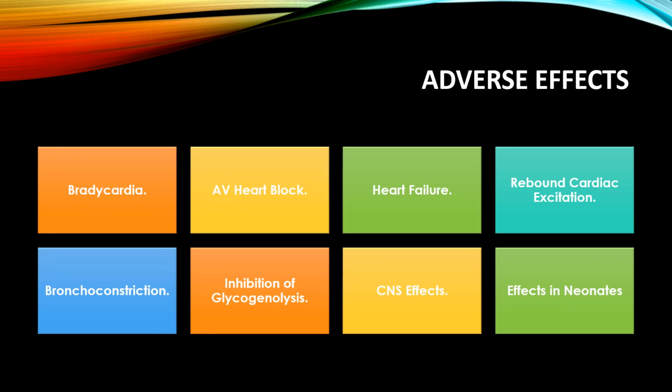So the adverse effects of propranolol are the following. The most serious adverse effects result from blockade of beta 1 receptors in the heart and blockade of beta 2 receptors in the lungs. First is bradycardia. Beta 1 blockade in the heart can cause bradycardia, and heart rate should be assessed before each dose is given. Next will be AV heart block.